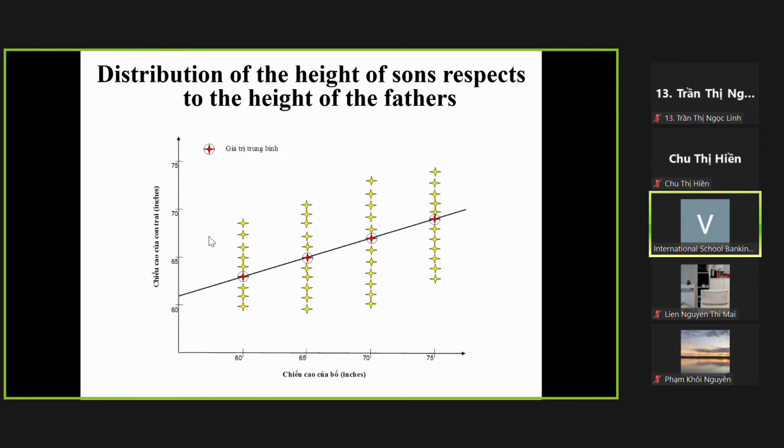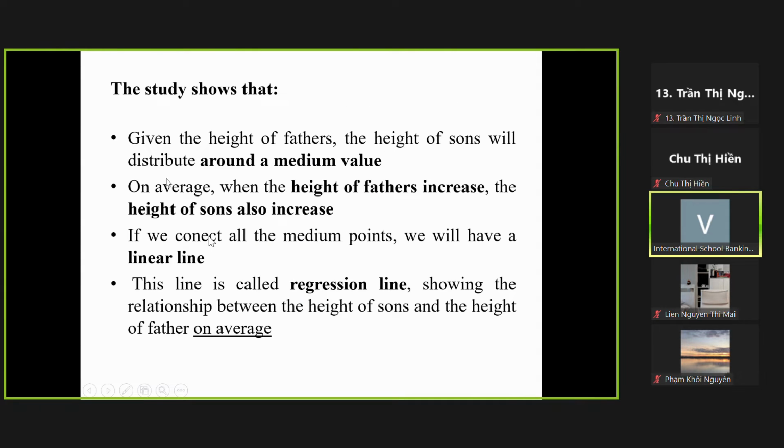So that's why we have a definition of the term regression to mediocrity, quy về giá trị trung bình. And then we have the very important definition of regression line. The regression line is the line that connects all the median points. Okay. And looking at the regression line shows the relationship between the height of sons and the height of fathers on average.